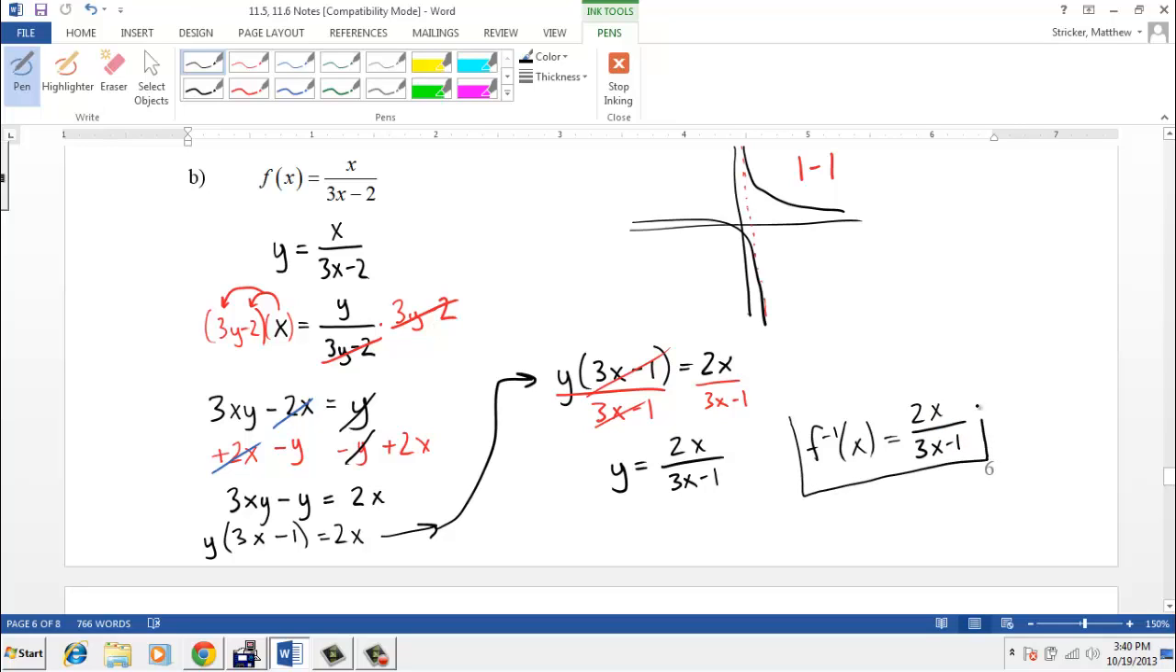This is one of the harder of these type of problems. I want to show you kind of how you go about doing that. If you get y in two places, like we did in this one, you get all the y's on the same side, and then you factor out the y so you can divide by the rest of the stuff.